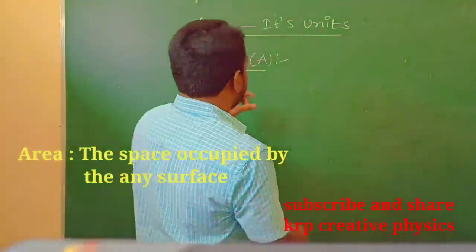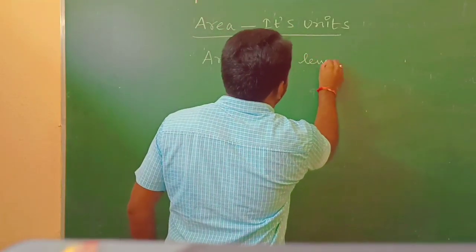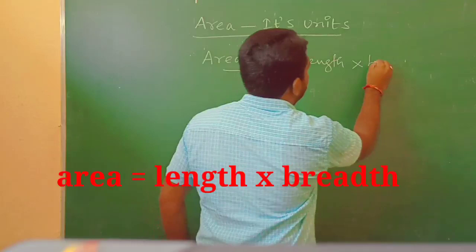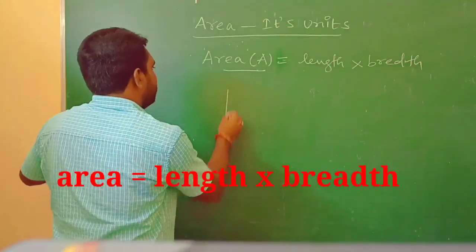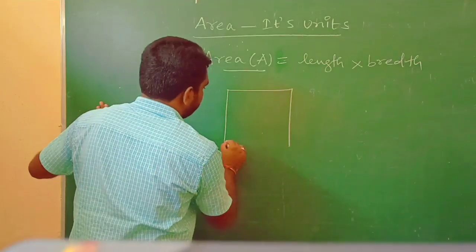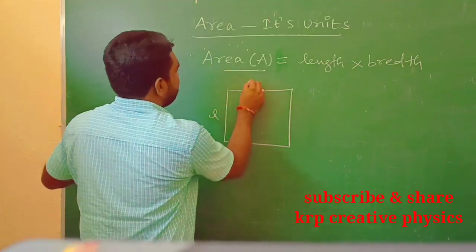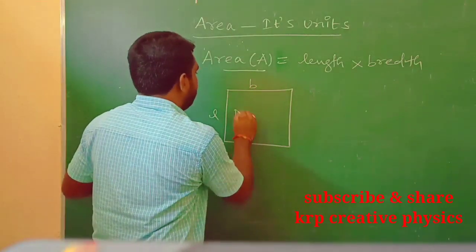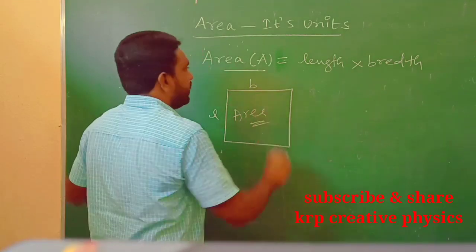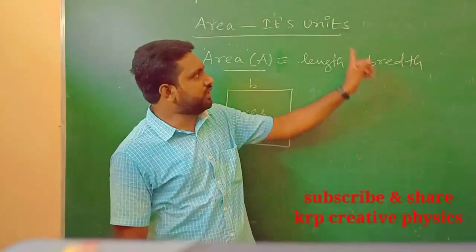So how can we find the area here? Area equals length into breadth. We will consider one surface here. This one is the length and this one is the breadth. So length into breadth is said to be its area. Now let's move on to the different units of area. That is our topic, units of area.